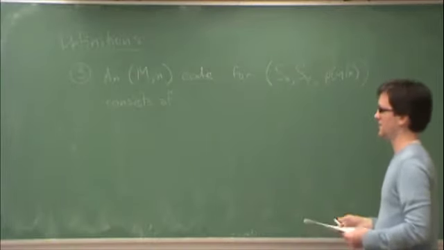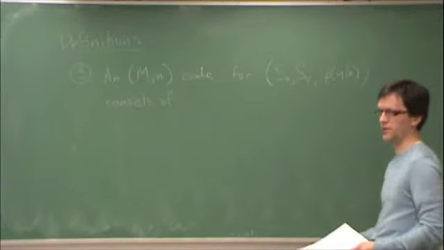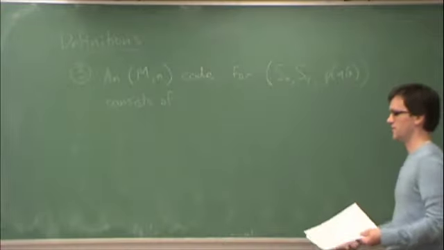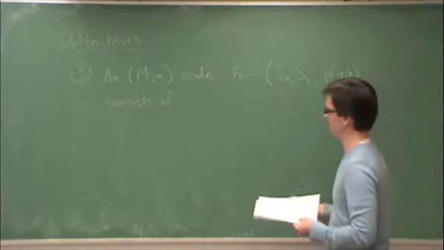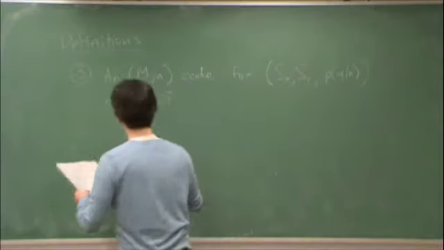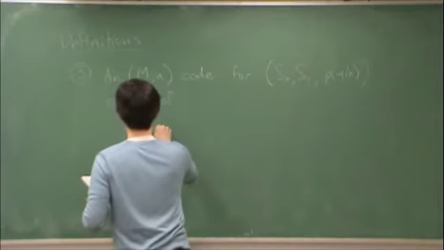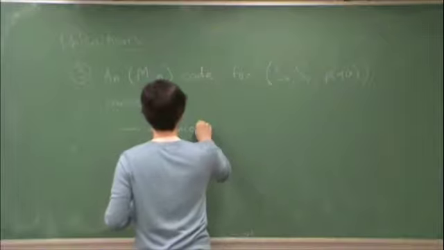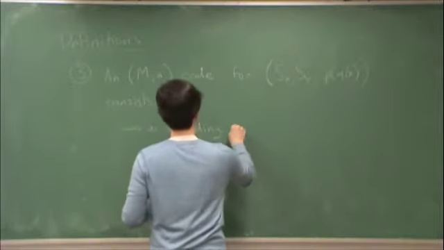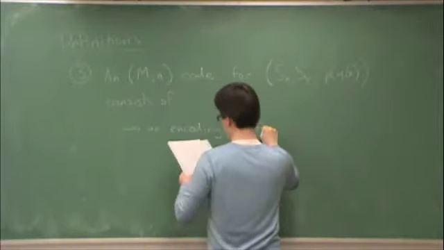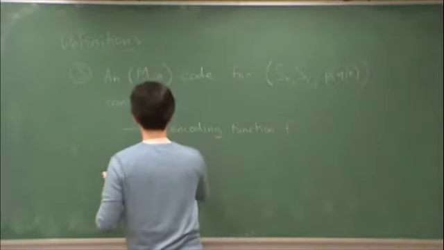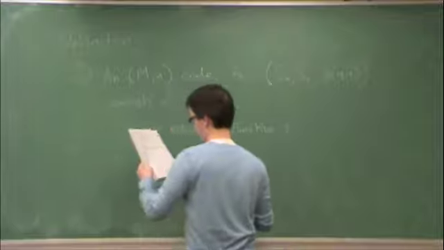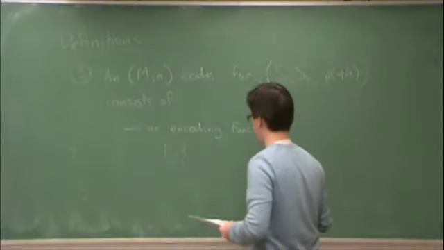Basically an encoder and a decoder. So if I give you a code for a channel, there must be some way to encode that code and some way to decode that code. So we're going to have an encoding function f, defined as a mapping from the message set.